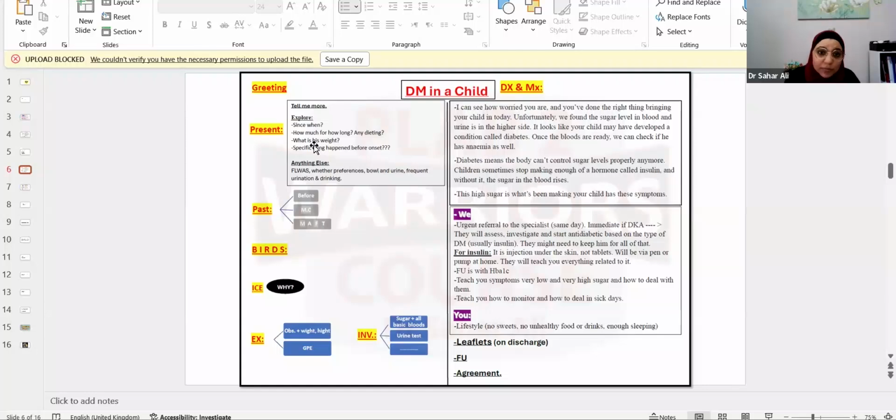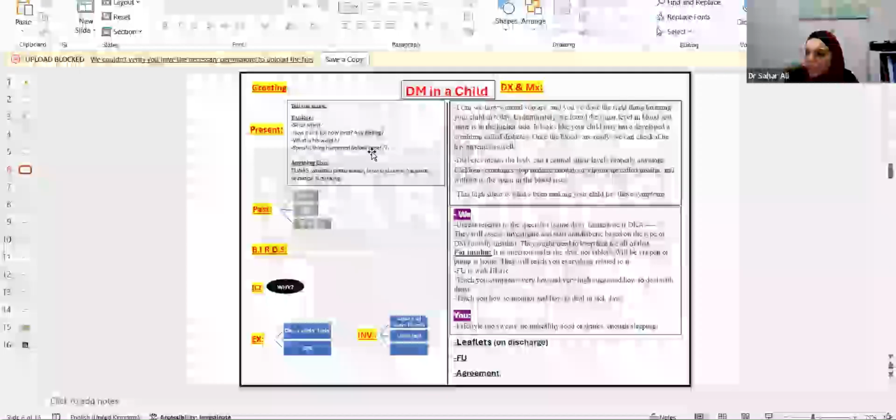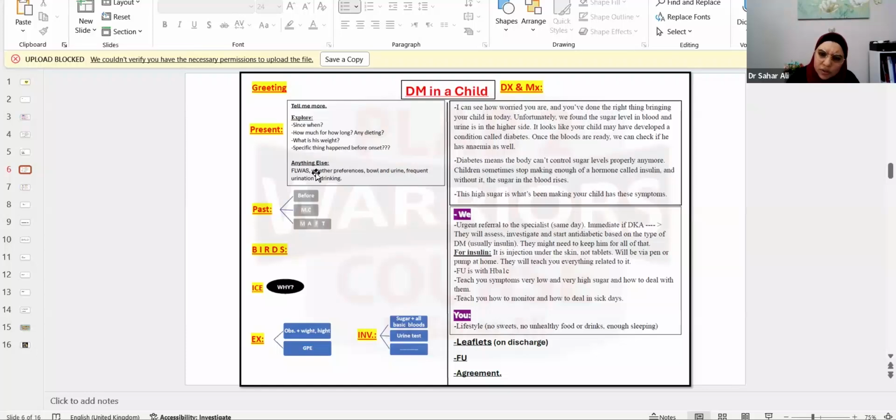What is his weight now, if she knows? Any specific thing happened before the onset of weight loss? Anything specific happened? No, doctor. All right. Anything else besides this weight loss? Yes, doctor. He's drinking a lot and he's going to the loo more than usual. Oh, well, okay. This just rings a bell. Okay, this might be diabetes. If she didn't tell you from the start, then you can ask about cancer symptoms, weather preferences, and frequent urination and frequent drinking. Okay.